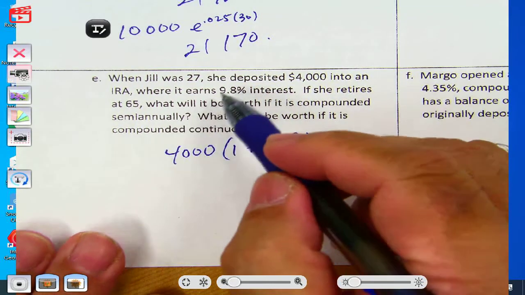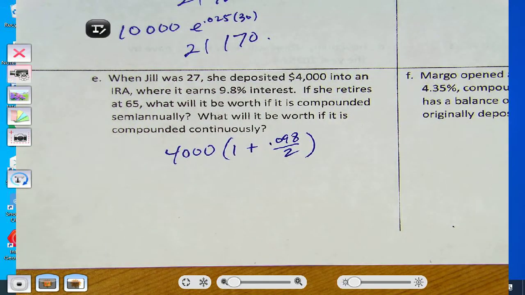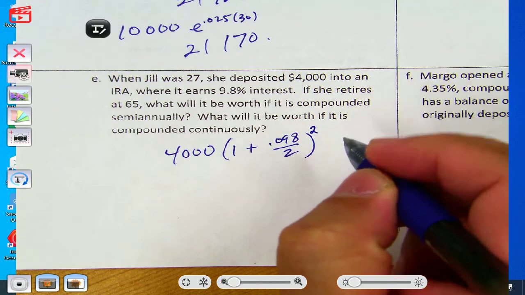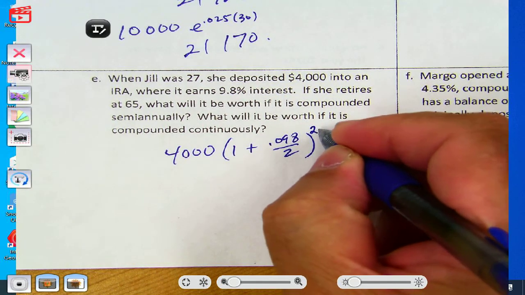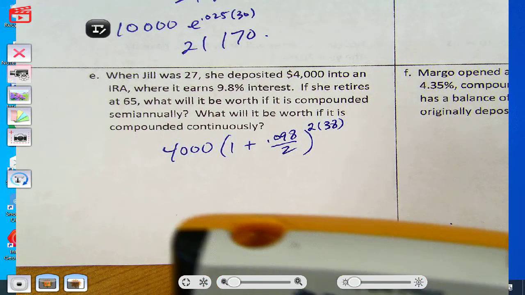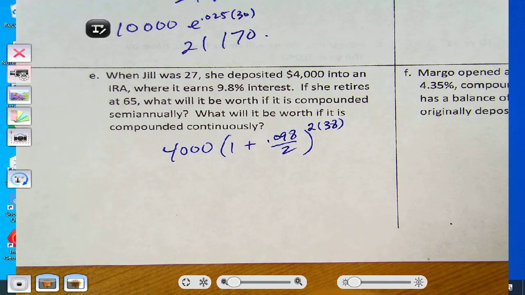And if she's 65, how many years does she leave it in the bank? How do you figure it out? You just subtract. 65 minus 27 is 38. So 2 is the frequency of the compounding times 38, and that 2 times 38 is in the exponent. So put that in, 4,000 times 1 plus 0.098 divided by 2. Close parentheses. Raise it to the 76.